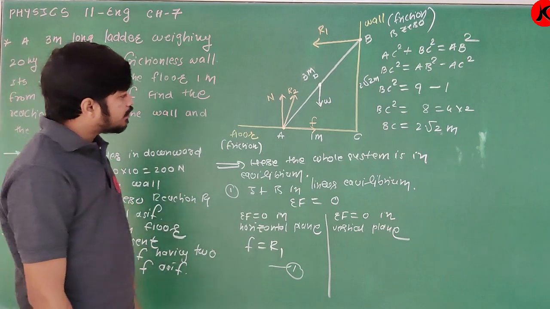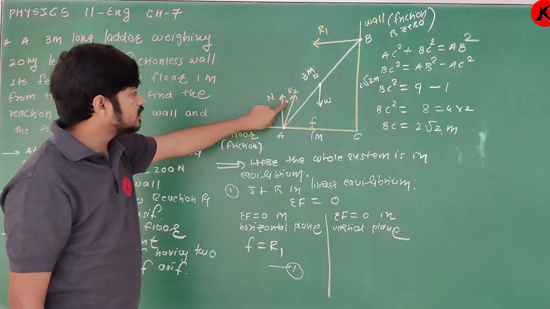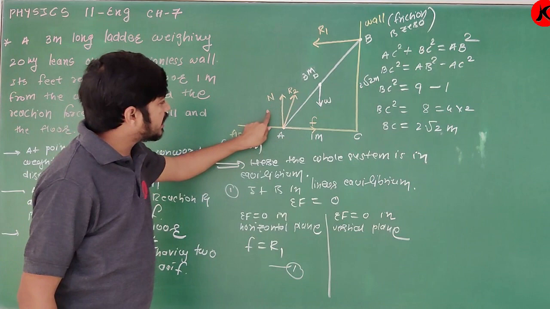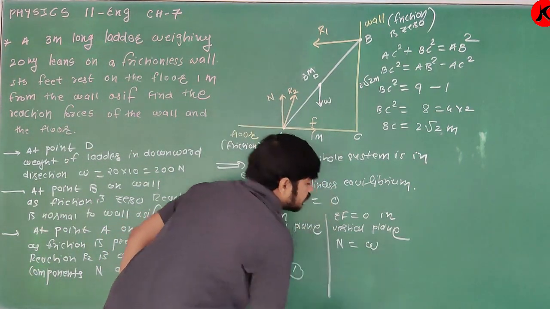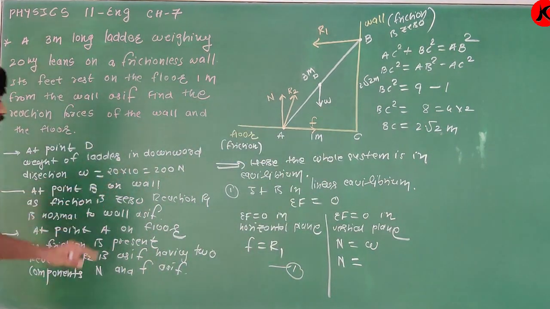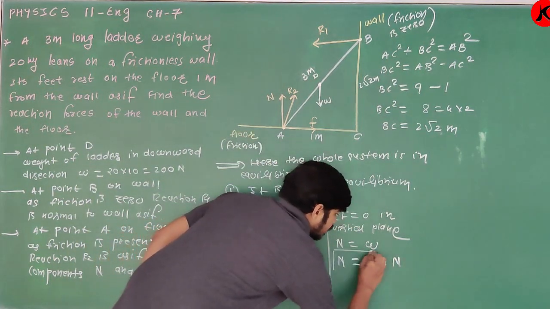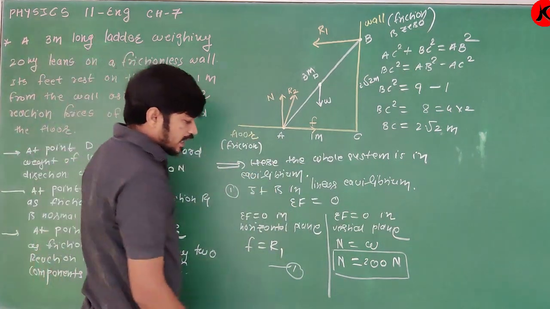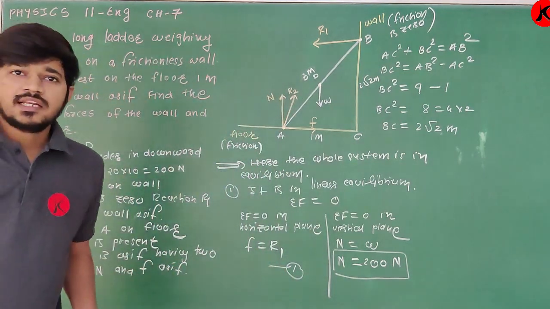Okay, now for the vertical plane. Chalo, in the vertical plane forces acting are W and N. This R2 is neither horizontal nor vertical. So it is W and N. And see, they are in opposite direction. So here I can write N is equal to W. And W we already know. Yes, here it is 200 Newton. So we have to find the value of N. N is equal to 200 Newton. Clear about this?